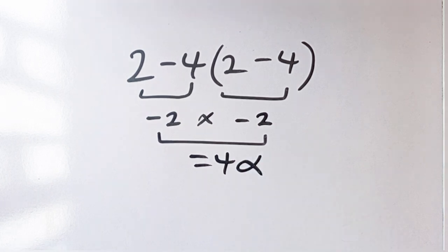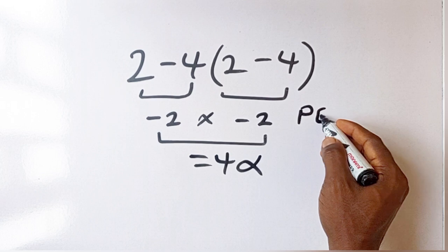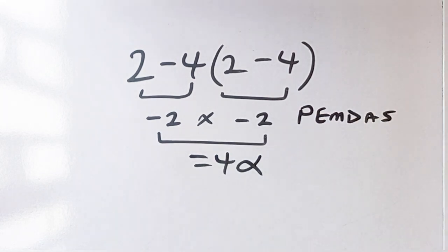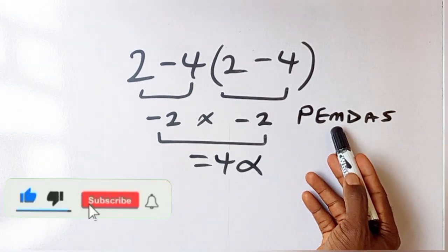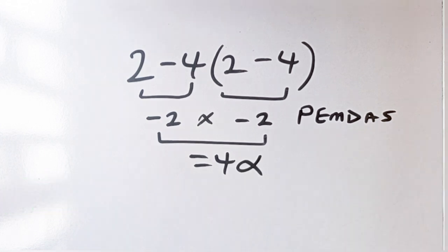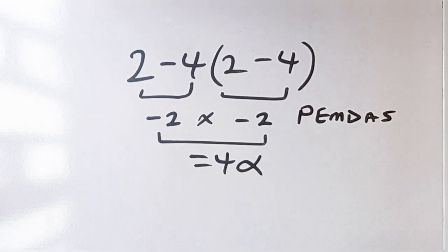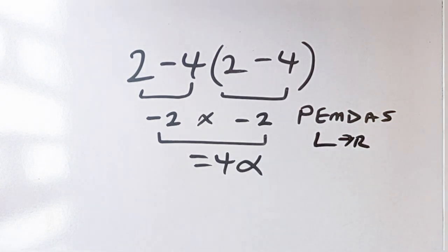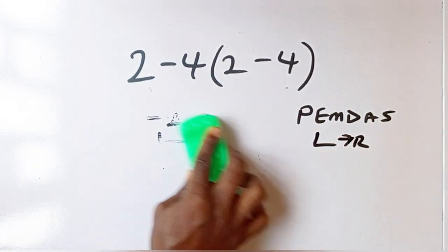But this answer is not correct because according to the order of operation, PEMDAS, we have to follow the rules. P is parenthesis. E stands for exponent, M stands for multiplication, D stands for division, A stands for addition, S stands for subtraction. Don't forget, multiplication and division have equal priority. So we are solving from left to right. So if we solve this correctly, our answer is not going to be 4.